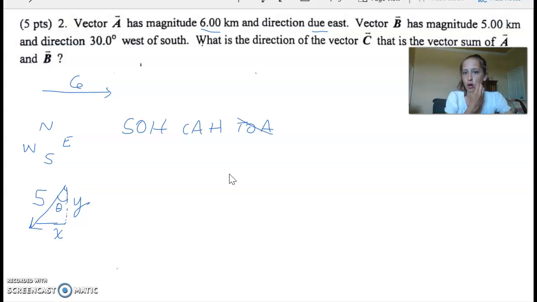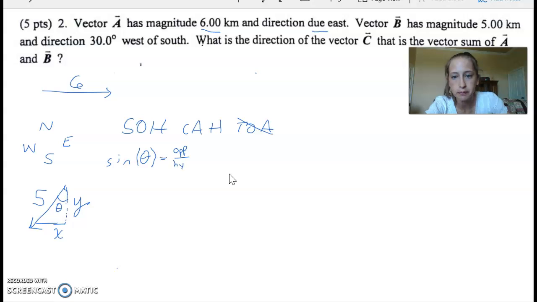Okay, so I like sine, so I'm gonna use that one first. So sine theta, I don't normally draw the parentheses, but for you I'll do it. Sine theta equals opposite over hypotenuse. So the sine of that theta, which is 30 degrees, is opposite, which is x, over the hypotenuse, which is 5. So 5 times the sine of theta equals x.